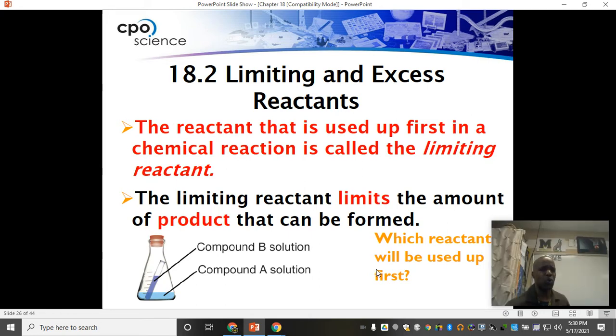So here it has a question. It says, which reactant will be used up first? You really can't know from this picture because you don't know if it's 2 parts of the stuff in the bottom, solution A, to 1 part solution B, or 4 parts of it, so you really can't tell from that picture.